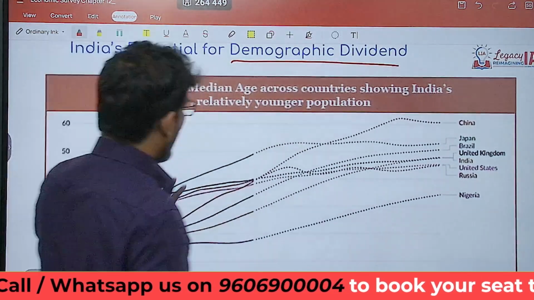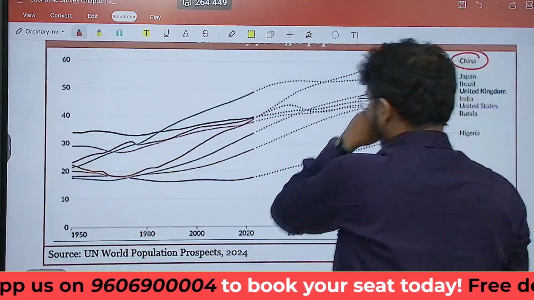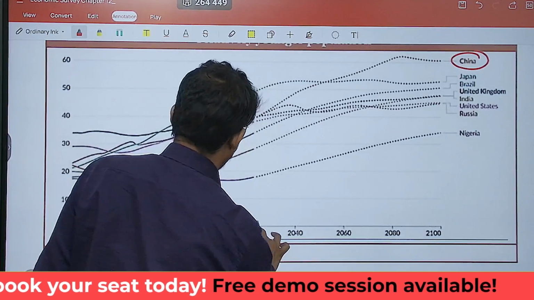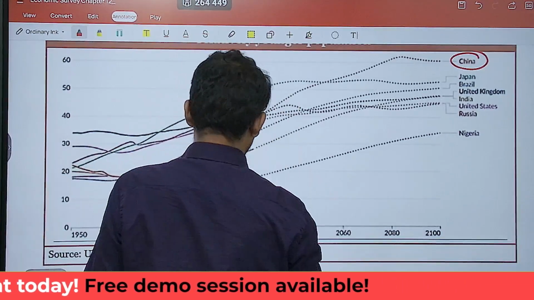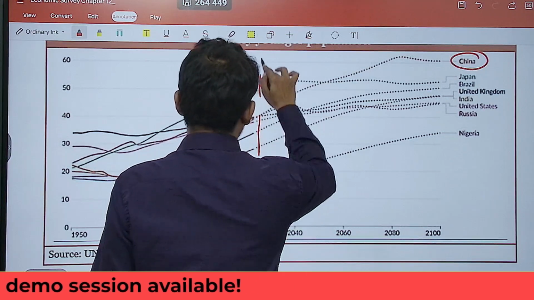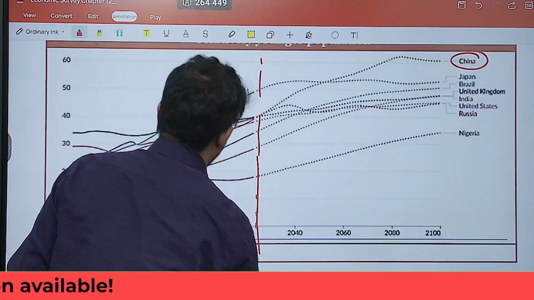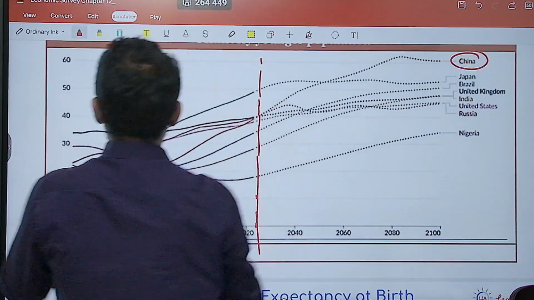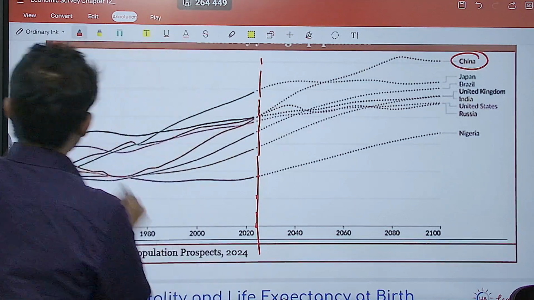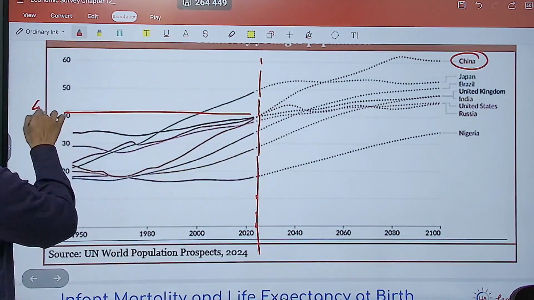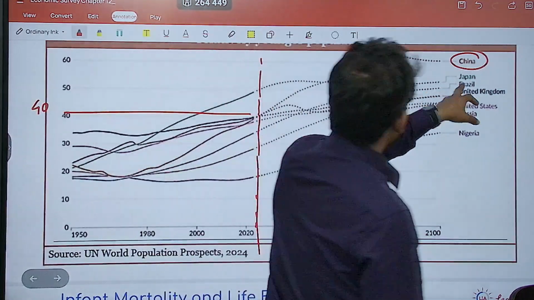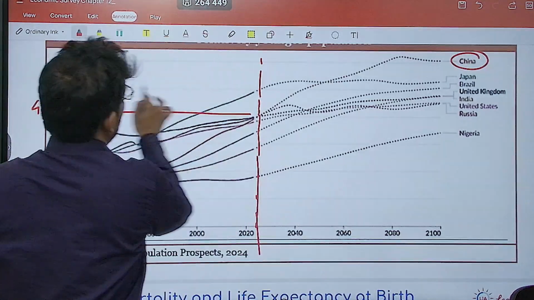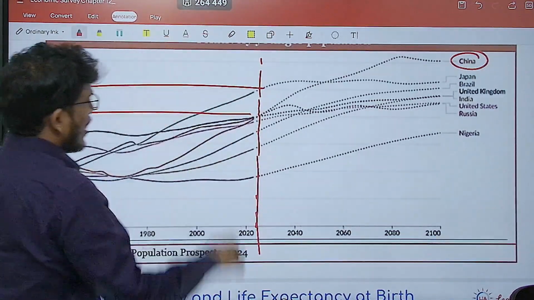If you talk about China, this here is China. And if you are looking at round about 2025, this is the line that we can draw for 2025. So the average age of China here is over 40, somewhere around 40. If you look at Japan, Japan is a very elderly or very old country in the sense that its average age is about 50. What about India?